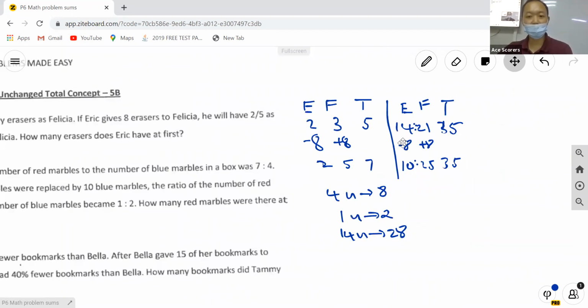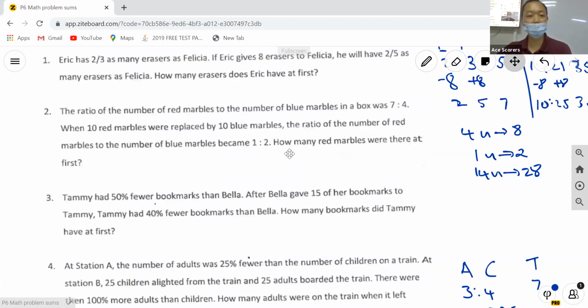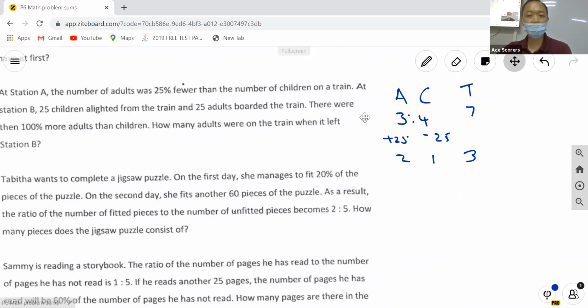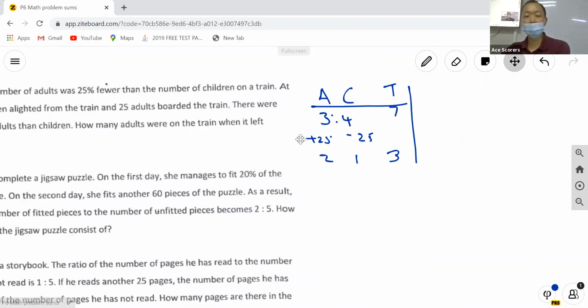So just now's answer, this was the previous answer, right? We stopped halfway here, so I'm going to question 4. Let's do 4 first. So in a station, 75% fewer. Alright, so we get this table. This is the before and after table. And we know that this total is unchanged because you minus 25, but you add 25 at the end. So the total still remains the same.